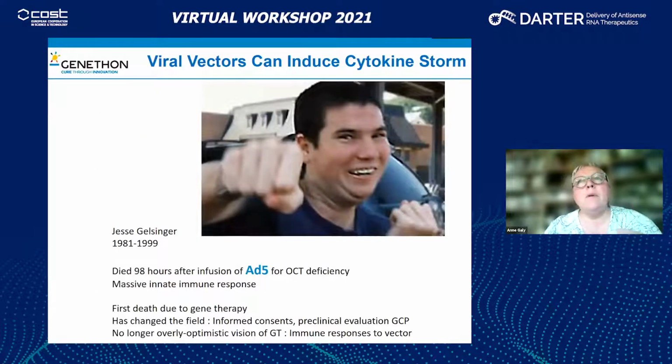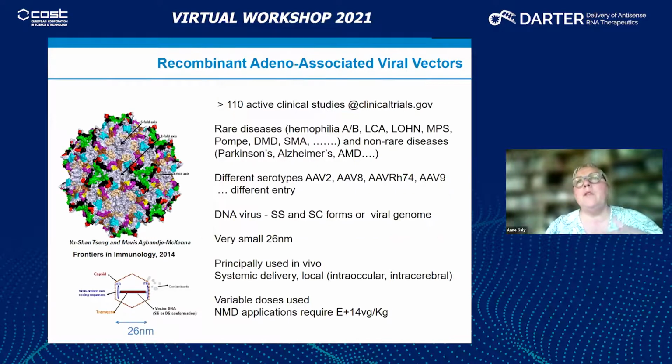Now, immune responses in gene therapy are very scary. They can be very problematic. And of course, everybody knows Jesse Gelsinger, who was the first death of gene therapy. He was treated with an adenoviral vector a long time ago. And this has completely changed, of course, our perception of the risk of gene therapy. And this has led people to use much less inflammatory vectors, such as adeno-associated viruses, which are now used in hundreds of clinical trials in rare or non-rare diseases, and have in fact led to approved products.